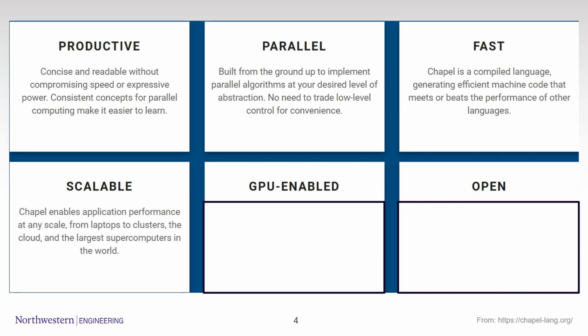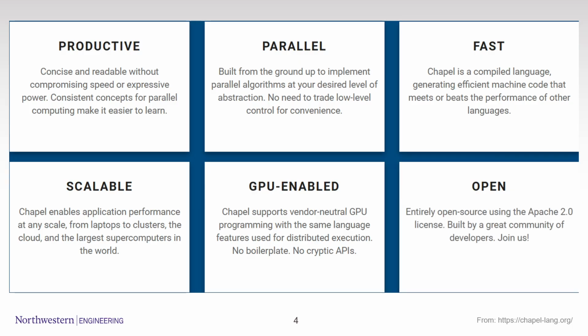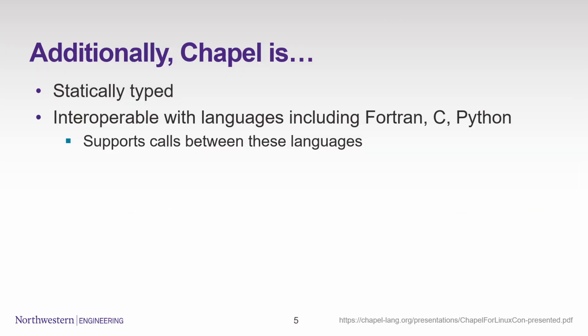Chapel is also scalable, being able to run from laptops to clusters to clouds to supercomputers. As previously stated, it's GPU enabled, and it is also open source. In addition to those features, Chapel is a statically typed language, and it's also interoperable with languages including Fortran, C, and Python. This means that it can support calls between these languages.